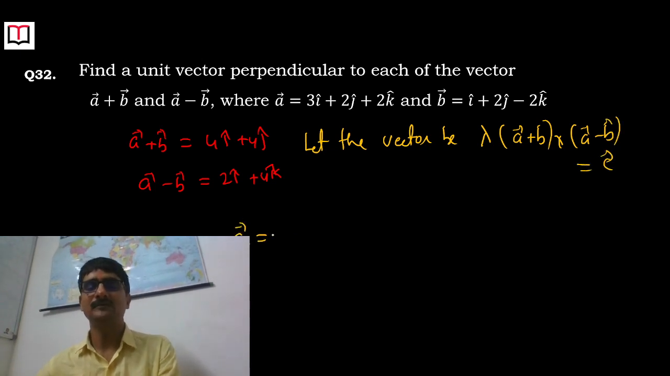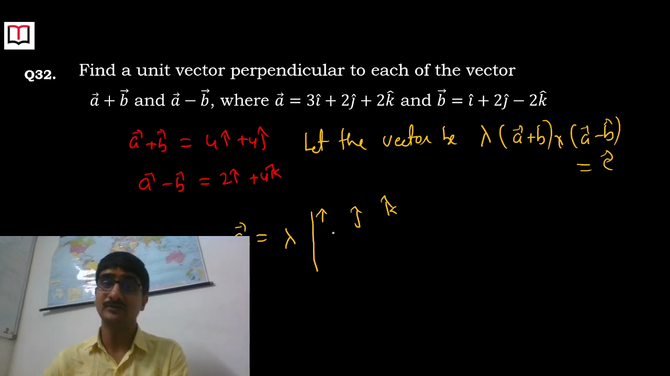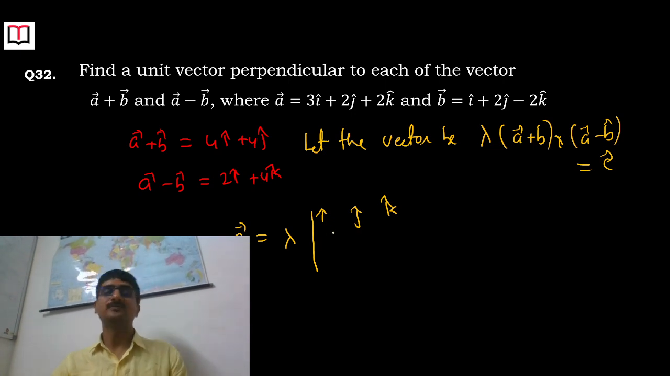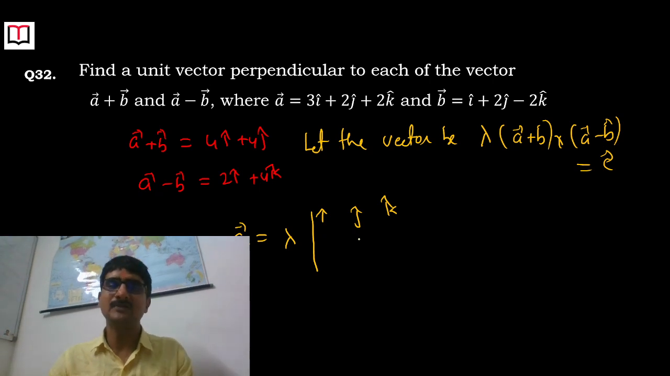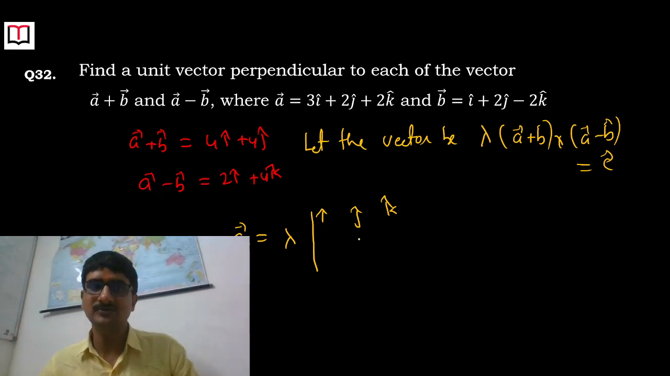So C vector, what is it? Lambda times the cross product of the two vectors. Okay, it will give you a direction which is perpendicular to both the vectors. That's what we need. And to get lambda, we will equate the magnitude with 1.